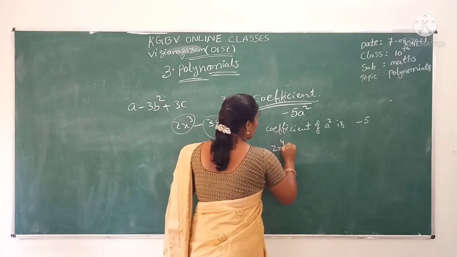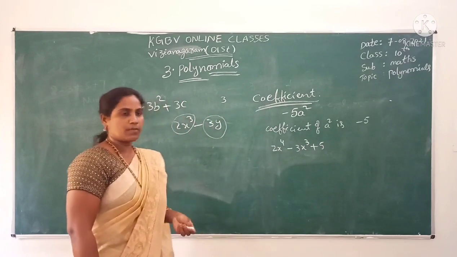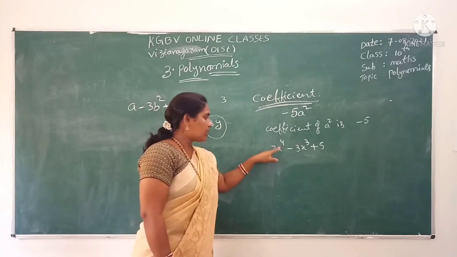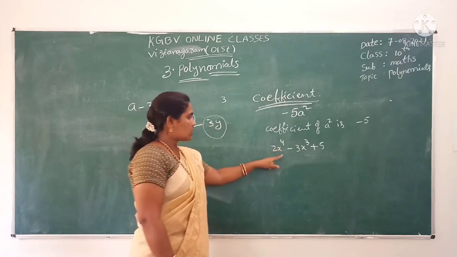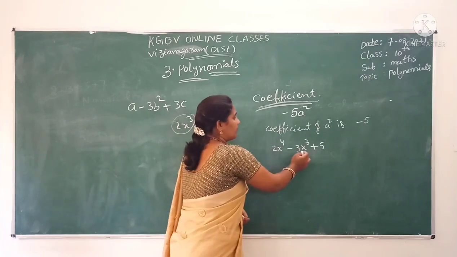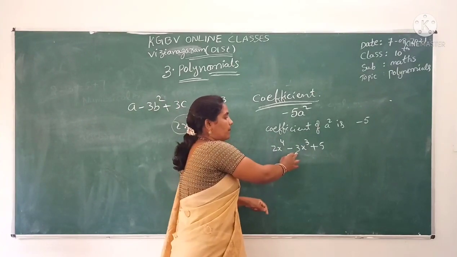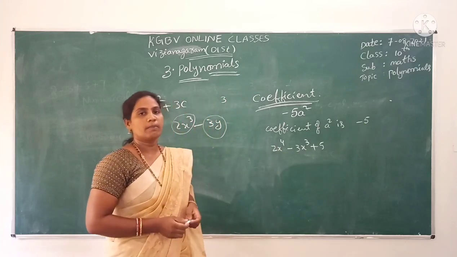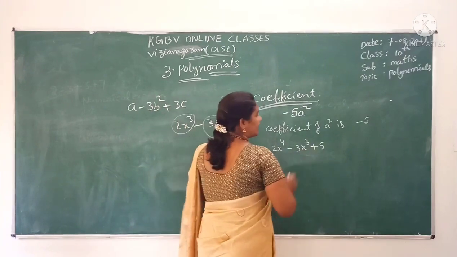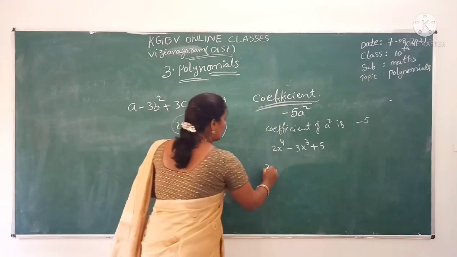Take 2x power 4 minus 3x cube plus 5. This is an algebraic expression. The coefficient of x power 4 is 2. x power 4 is multiplied by 2. So 2 is the coefficient of x power 4. x cube is multiplied by minus 3. So, the coefficient of x cube is minus 3. 5 is also a constant. So, 3 terms are there. The coefficient of a square is minus 5.